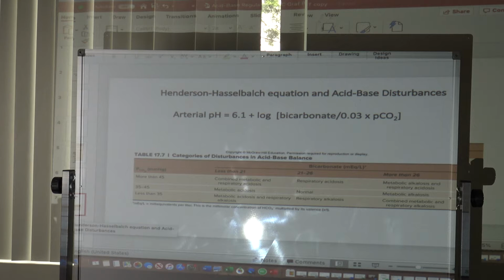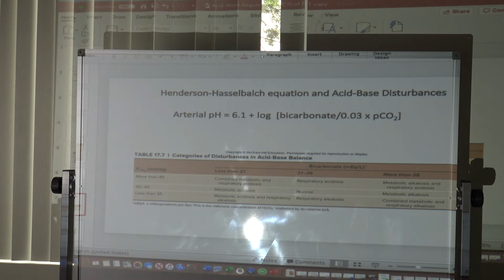So an equation that brings this all together is the Henderson-Hasselbalch equation. And you see that we're going to be able to measure the pH from arterial blood. We have these units in here. I'm not going to ask you to derive this, but I do want you to see that the bicarbonate is in this equation, as is the PCO2. So you can get the units for the PCO2, and you can see that here.